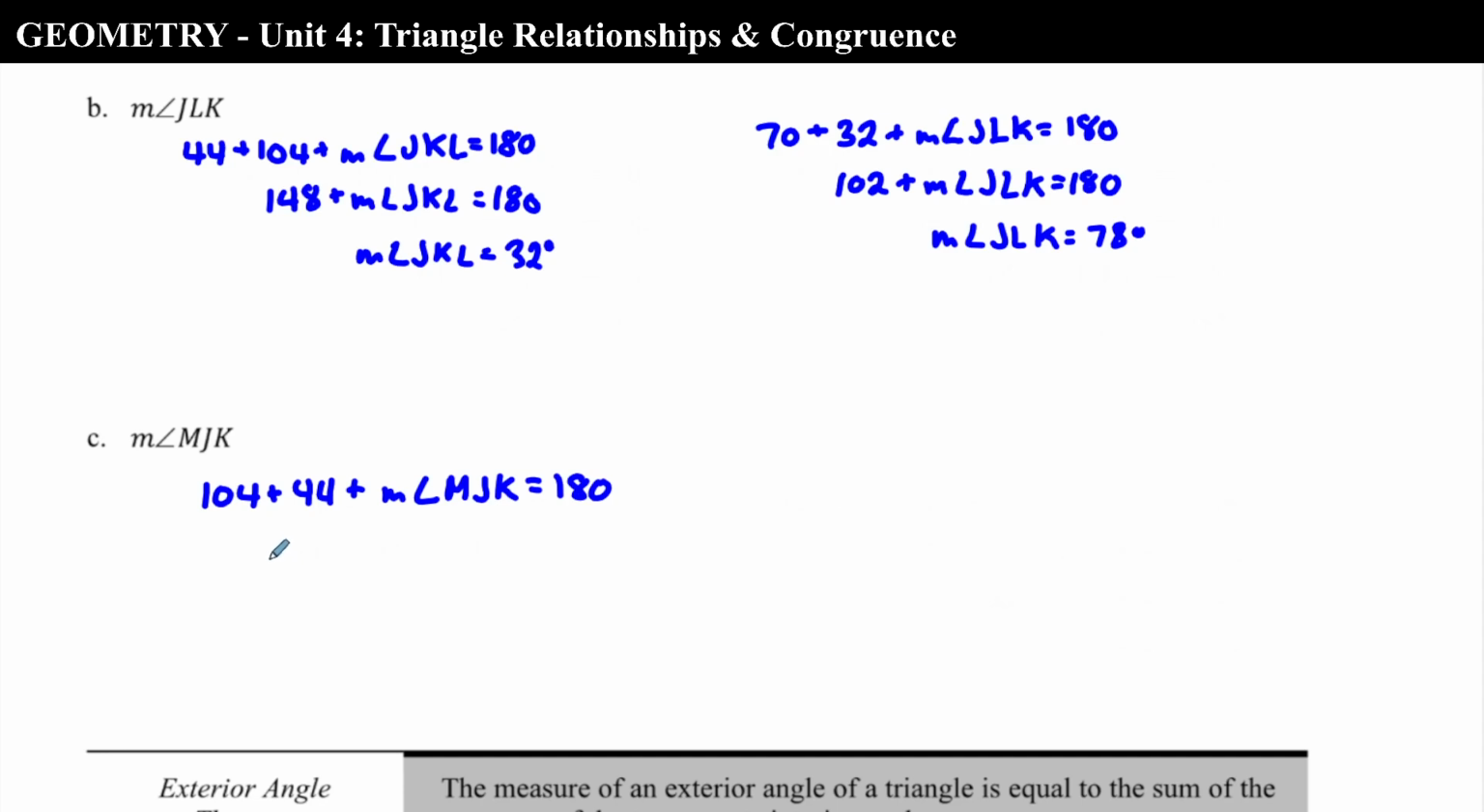104 plus 44 is 148. Well, this sounds familiar, doesn't it? It turns out we're doing the exact same math that we have just above, which makes it easy for us because we don't even have to think about doing the math here because we've already done it. 180 minus 148 gives us 32 degrees.